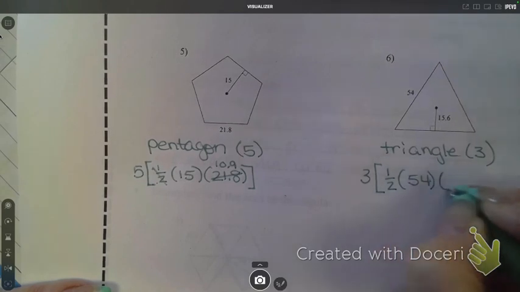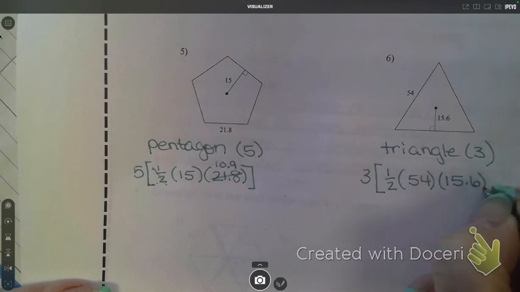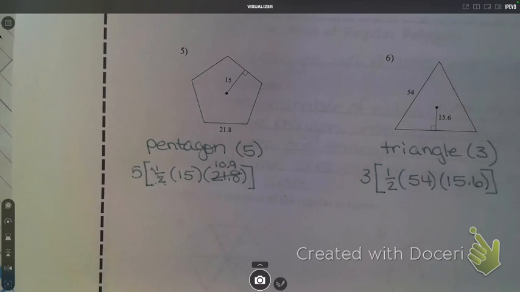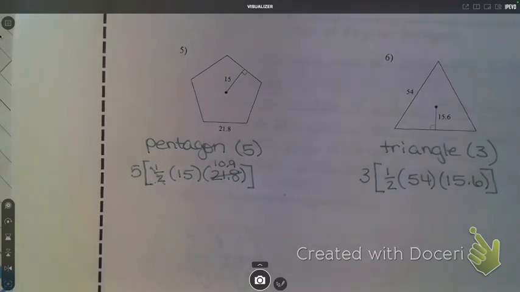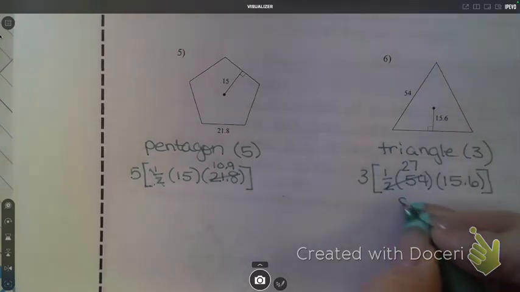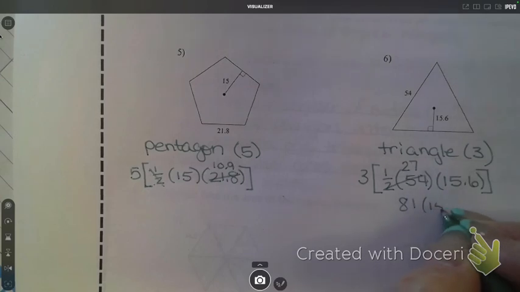Does it matter which one I put in first? No. Sometimes I'll start doing it where I'm putting what I'm going to take half of right next to the half, but does it matter? No. What would you guys take half of? 54. Yeah. Oh, and then that's 27. And so then that's 81. Yeah. Might be easy to do, right? Okay.